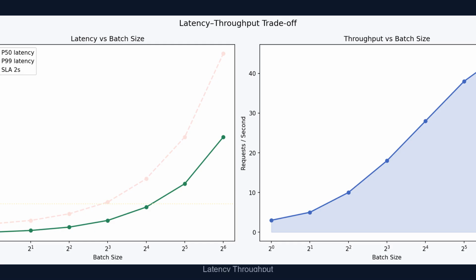The right graph shows throughput increasing with batch size, which is the upside. More requests per second means lower cost per request. The optimization problem is finding the batch size where throughput is high enough to be efficient, but P99 latency stays below your SLA threshold. There's no universal answer. Run this experiment on your own hardware and your own traffic patterns to find your specific crossover point.